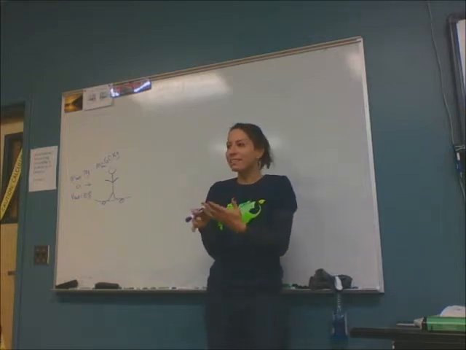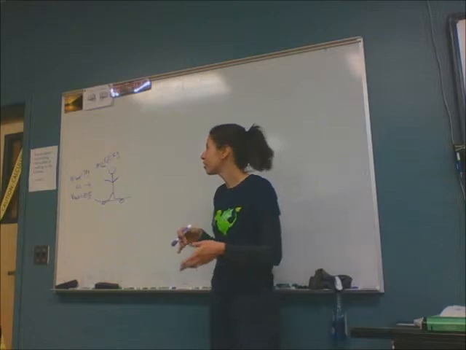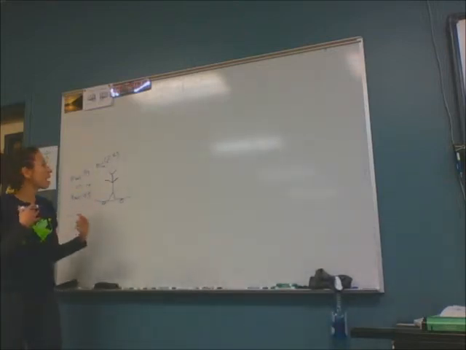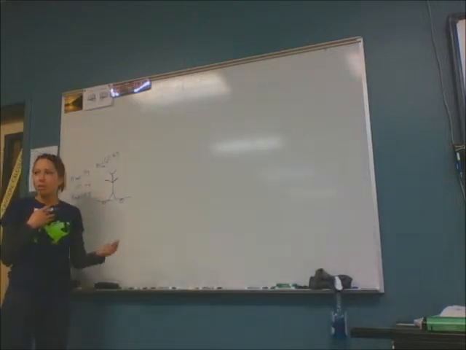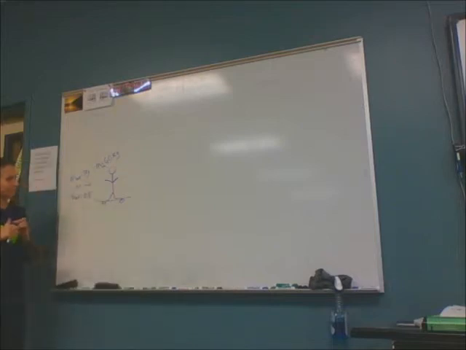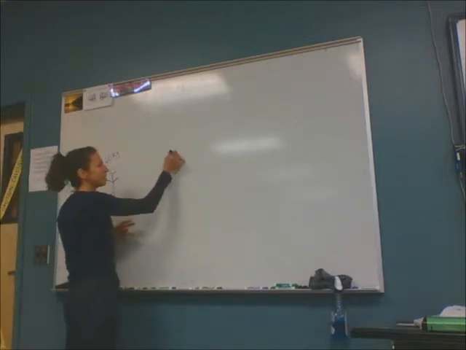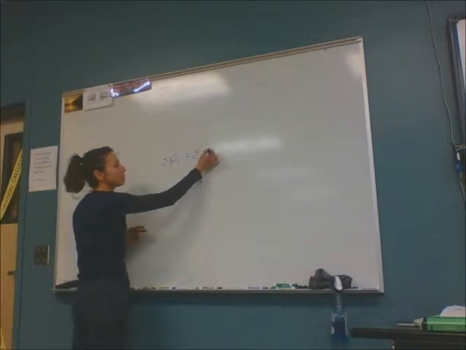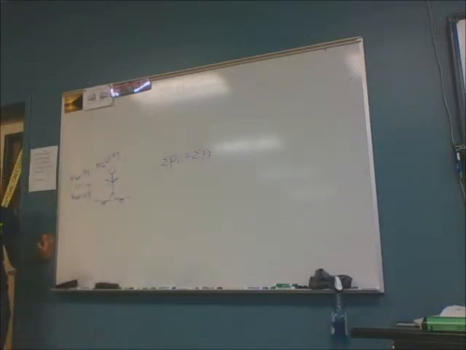Same kind of problem. It's still initial equals final momentum. So before the interaction, what has momentum? The bowling ball. The bowling ball has the momentum of the mass of the ball times the velocity of the ball. You don't have any momentum to start with. So the total momentum of the system is just the momentum of the bowling ball. Now how about after the interaction?